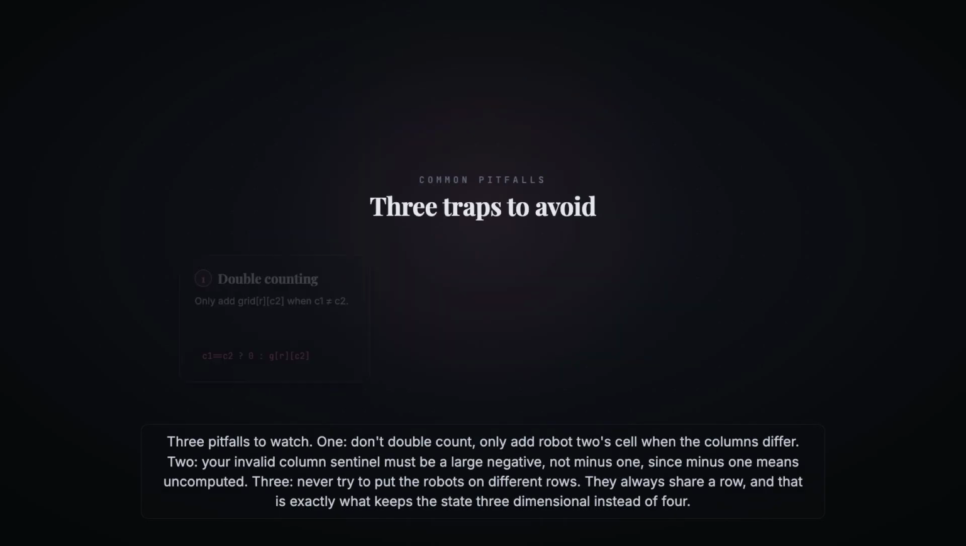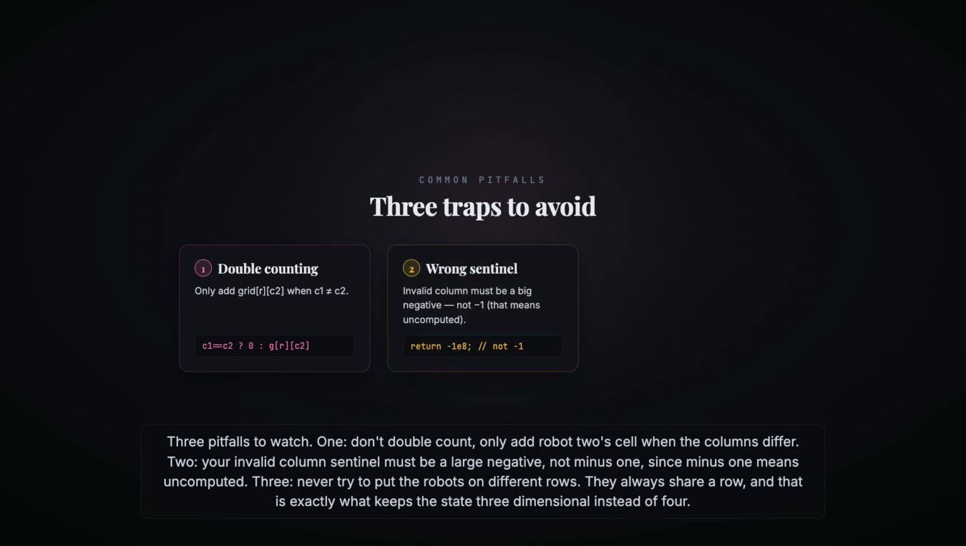3 pitfalls to watch. 1. Don't double count. Only add Robot 2's cell when the columns differ. 2. Your invalid column sentinel must be a large negative, not -1, since -1 means uncomputed. 3. Never try to put the robots on different rows. They always share a row, and that is exactly what keeps the state 3-dimensional instead of 4.